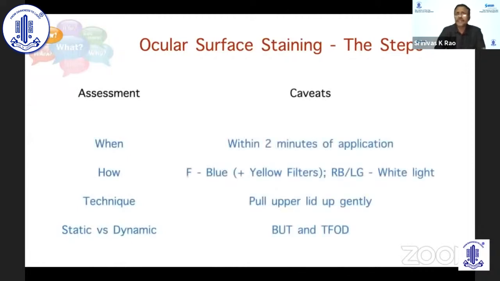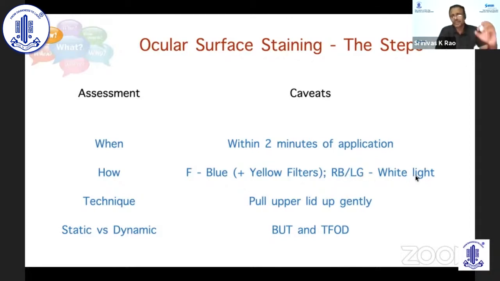So how do we look at this staining? When do we look at it? Basically, for fluorescein, you want to look at it somewhere between 0 and 1 minute, or ideally within 2 minutes. We all use the excitation blue filter, but as I'll show you, if you can use a yellow filter, this will enhance your ability to pick up the staining. For rose bengal and lissamine green, white light is good enough.